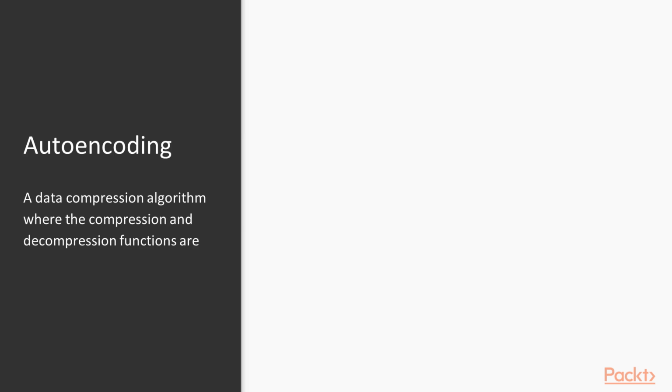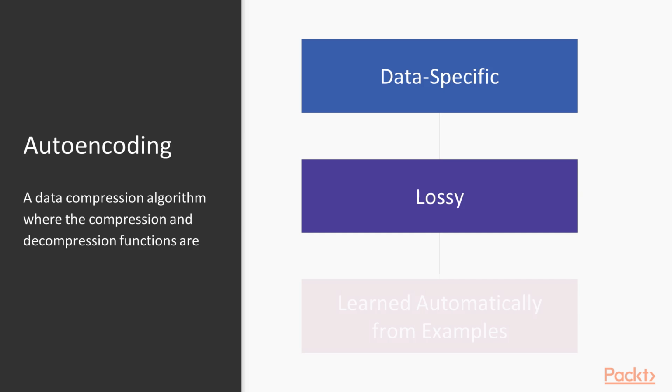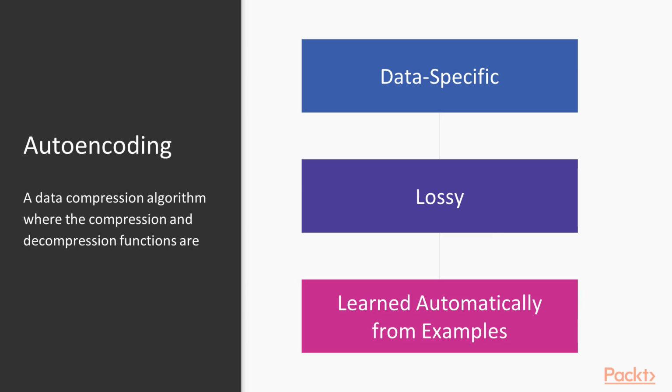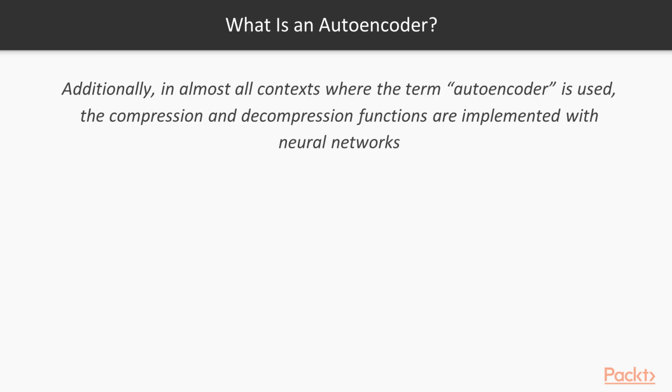So in another sense, autoencoding is a data compression algorithm where the compression and decompression functions are data-specific, lossy, and learned automatically from the examples rather than engineered by a human. Additionally, in almost all contexts where the term autoencoder is used, the compression and decompression functions are implemented with neural networks. So how does an autoencoder work?